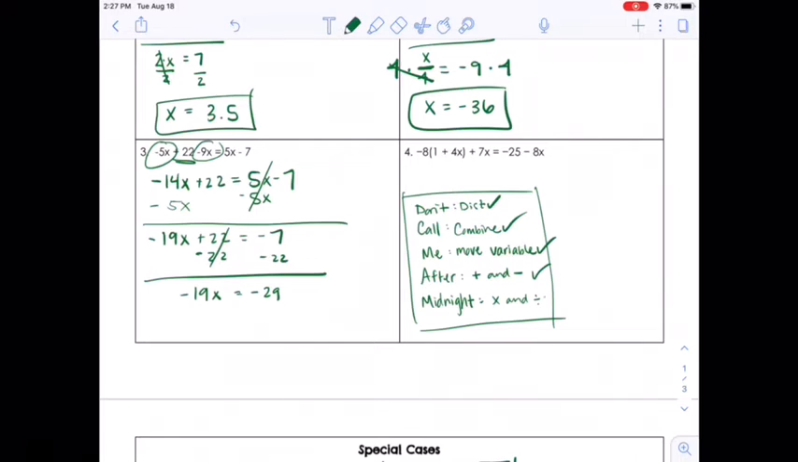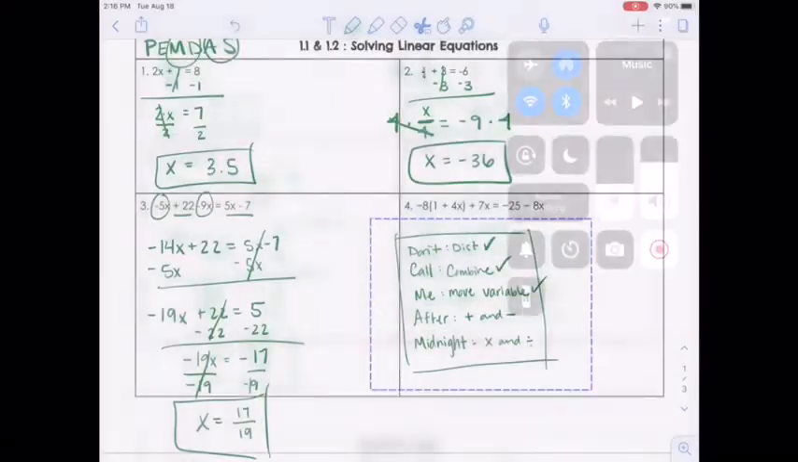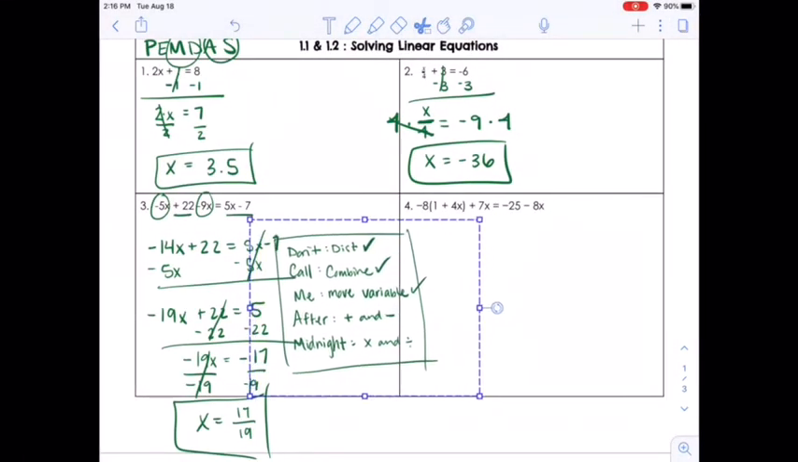And our last step is going to be multiplication and division. So in order to undo that imaginary multiplication that's happening there, we will divide by negative 19 on both sides. And a negative divided by a negative is a positive. So we just get x equals 29 over 19. And don't worry if you are left with a fraction, it is okay. That is just fine. I'm going to move our steps over to give us some room to solve here.